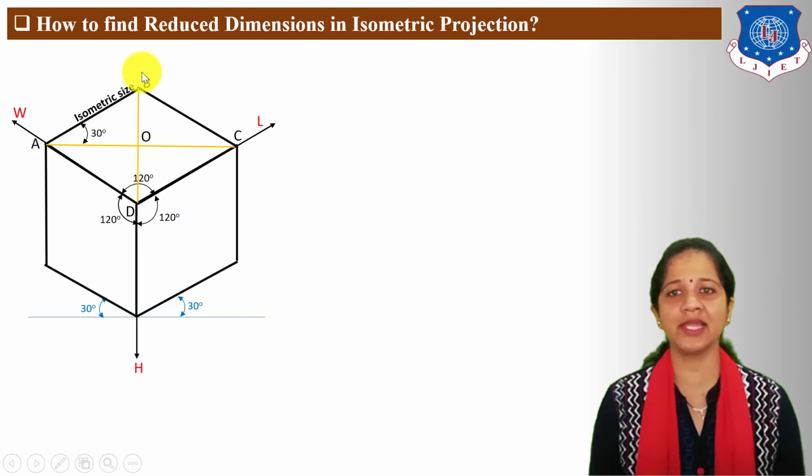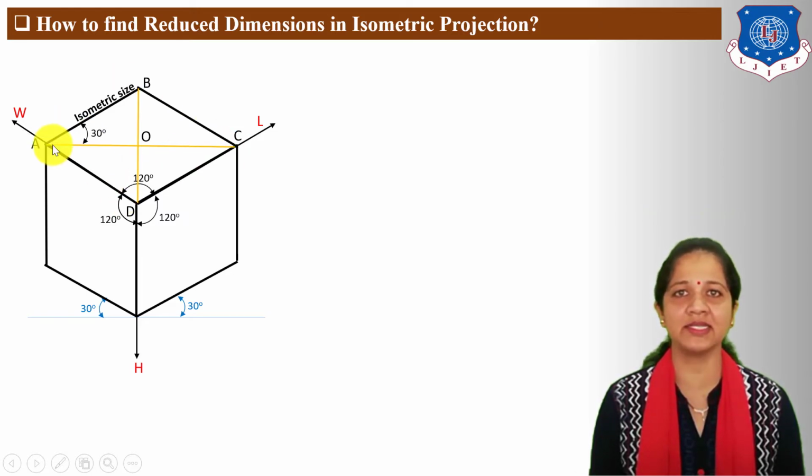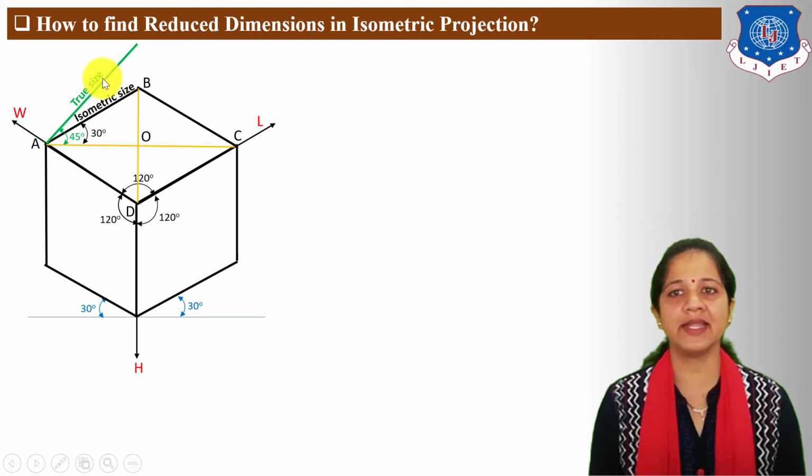Now actually this face shape looks like a square, and the angle of the square side from the horizontal reference, or horizontal diagonal, is 45 degrees. So from A point, draw a 45 degree angle line, and this line indicates true size. Next, extend this OB vertical line up to this true size line and mark here B1 point.